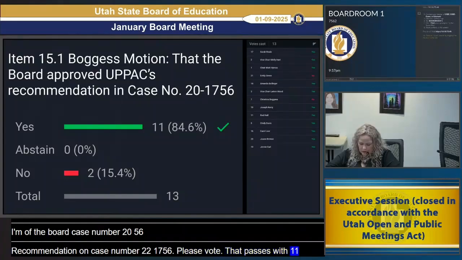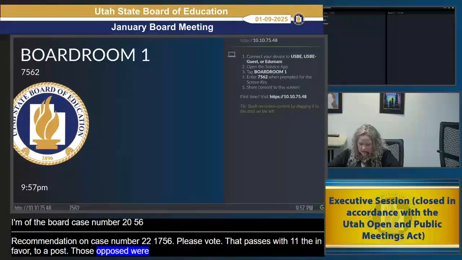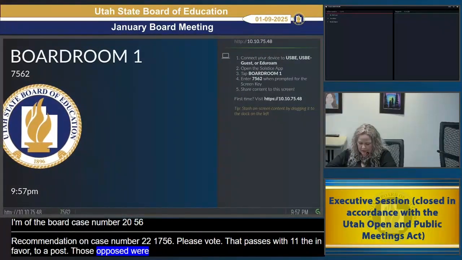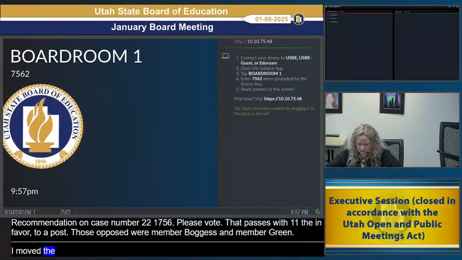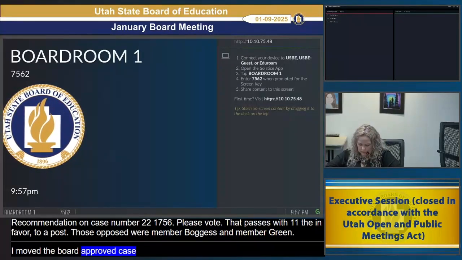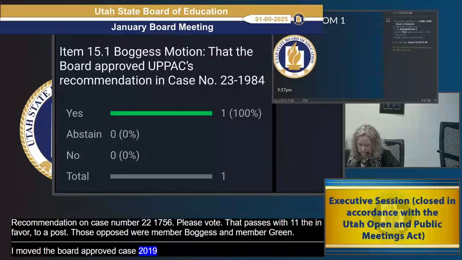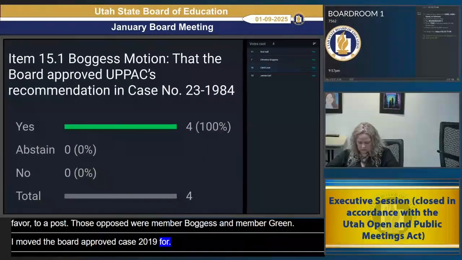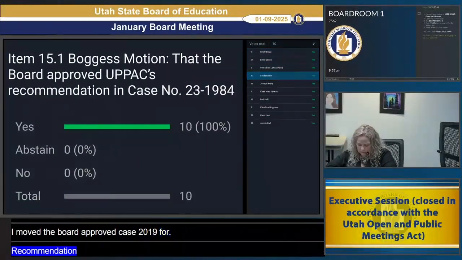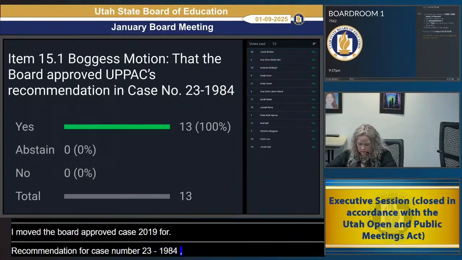Member Bogus. I move that the board approves UPAC's recommendation for case number 23-1984. Second. Motion before the board is that the board approve UPAC's recommendation for case number 23-1984. Please vote. That passes unanimously.